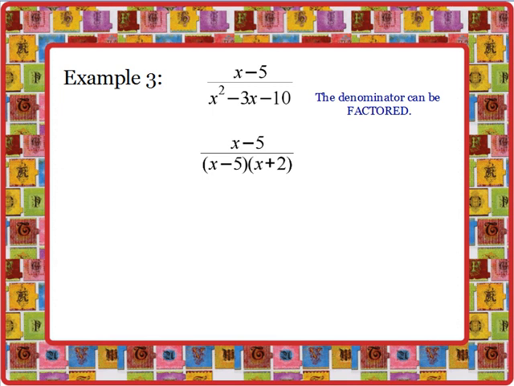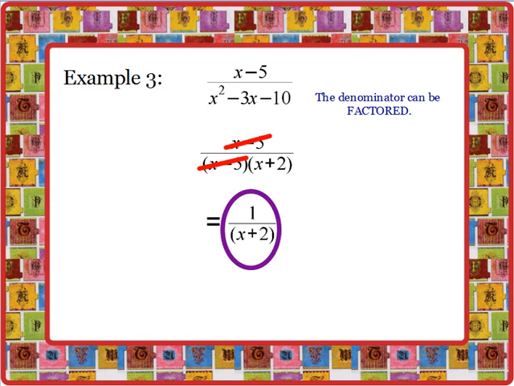Then we're going to look for factors that are in the numerator and denominator that they have in common, like before when we had the 2 over 2. Since I have an x minus 5 and an x minus 5, those can reduce right out of my fraction. I'm going to be left with 1 over x plus 2. Remember, nothing actually disappears. It just reduces to 1, so I still have a 1 in my numerator.